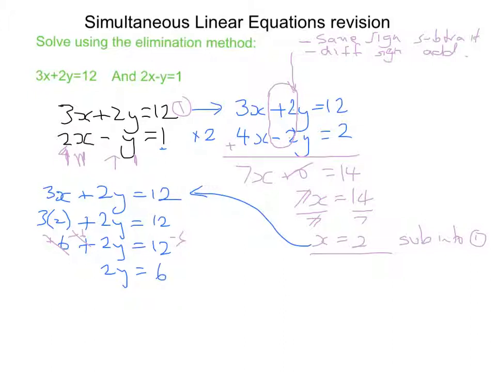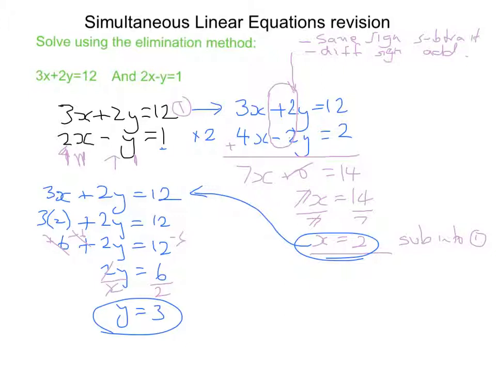And the next thing that we do is we divide both sides by the 2 to cancel that down. That will then give us y is equal to 3. So we've got y equals 3, we've got x is equal to 2. Now it's always a really good idea to check your answer.